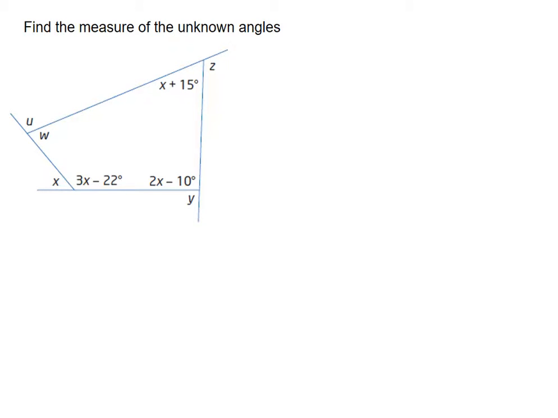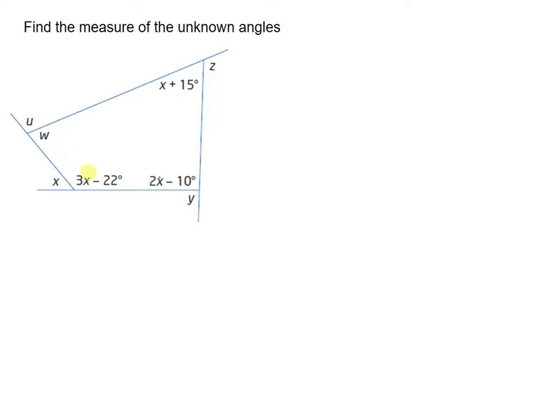So the last example is find the measure of the unknown angles. Okay, so we really have to pay attention to the letters that we're dealing with. So we have a U, a W, an X, an X, an X, an X, a Y, and a Z. Okay, so for me, common sense tells me that the first thing I have to solve for is probably going to be the X. This question gives us many X's, so we probably have the most information about the X's.